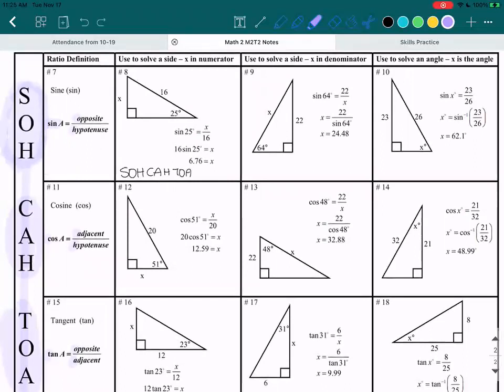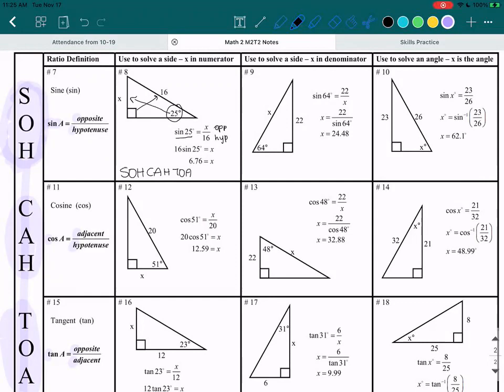Okay, so let's start with box number 8. To solve for a side x in the numerator, it's kind of like the example we just did. If you have the reference angle over here, and we are using the opposite side and the hypotenuse, then we want to be using sine. So sine of 25 degrees is equal to the opposite over the hypotenuse. You can see it's already plugged in: sine of 25 is equal to x, which is the opposite, over 16, the hypotenuse. Then you solve for x by multiplying by 16 on both sides.